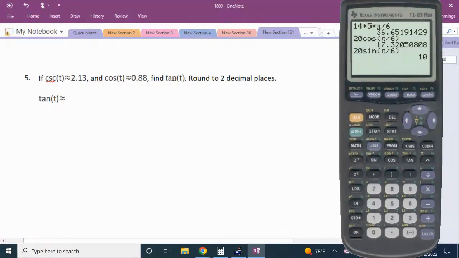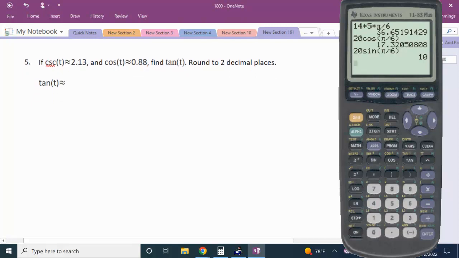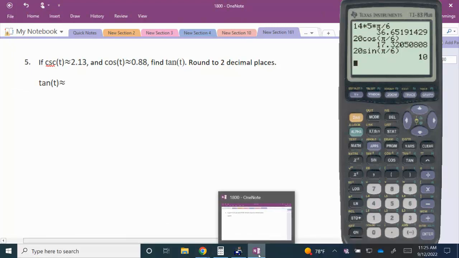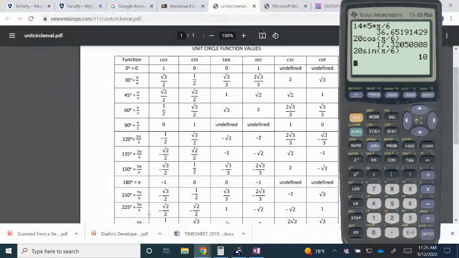All right, in this example, we're given that if the cosecant of t is 2.13 and the cosine of t is 0.88, we're asked to find tangent t rounded to 2 decimal places. All right, so I'm going to bring up the formula sheet just so you can see where I'm pulling these formulas from.